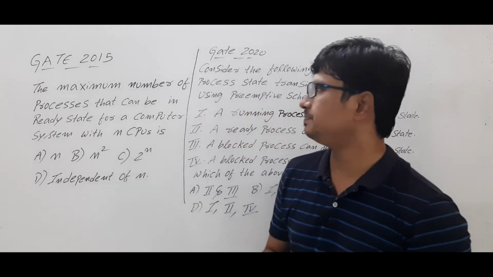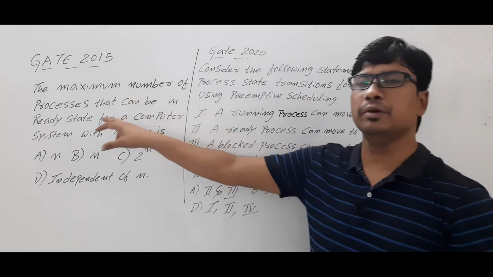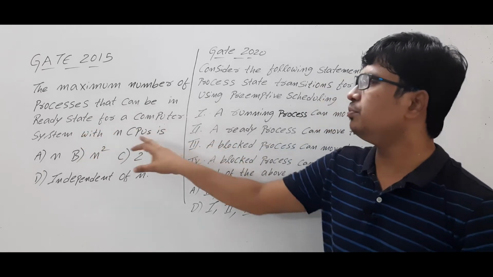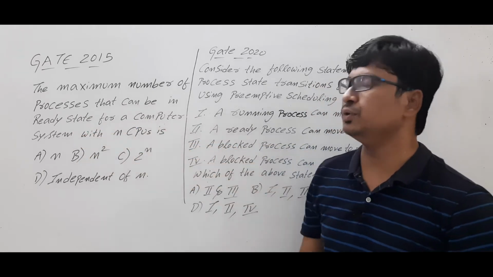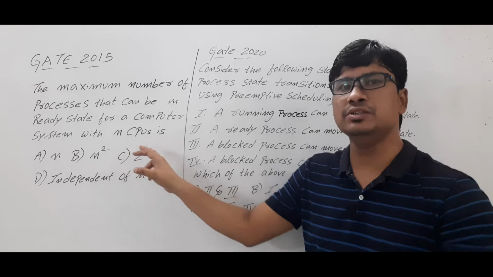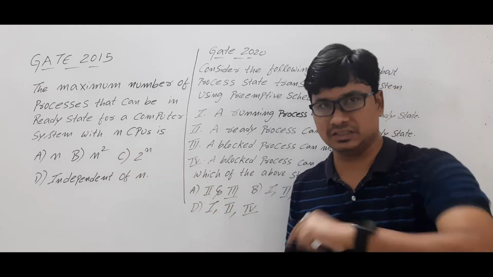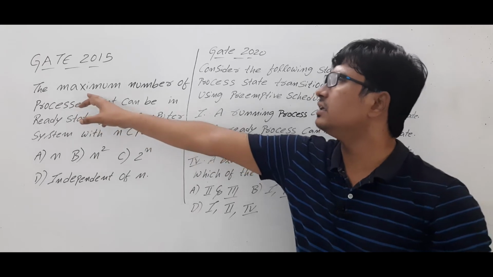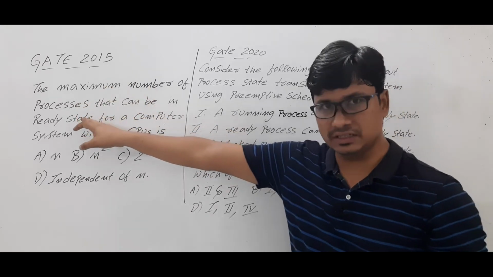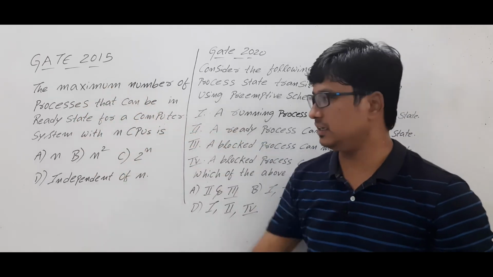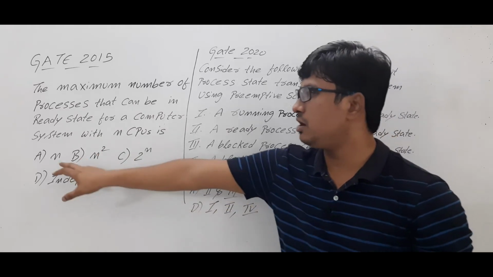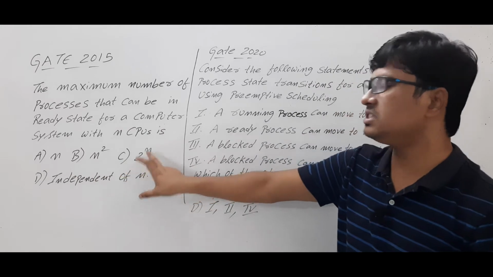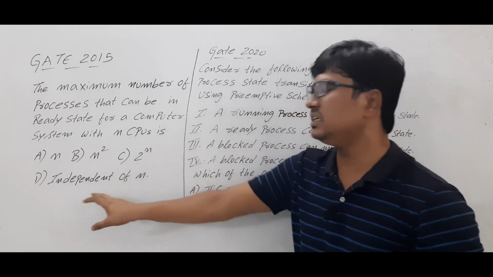Look at the question. The maximum number of processes that can be in ready state for a computer system with n CPUs is. N CPUs means you have n number of processors. If you have n number of processors, what are they asking? The maximum number of processes that can be in ready state. They have given four options. Option A is saying n, option B is n square, option C is 2 power n, option D is independent of n.